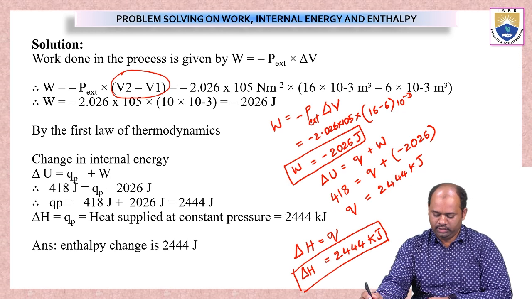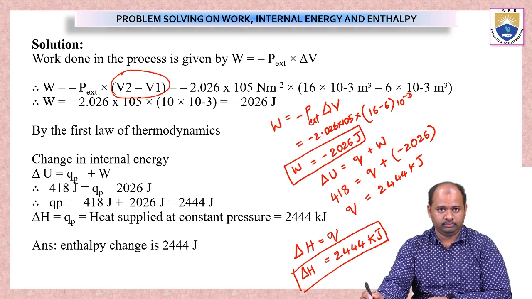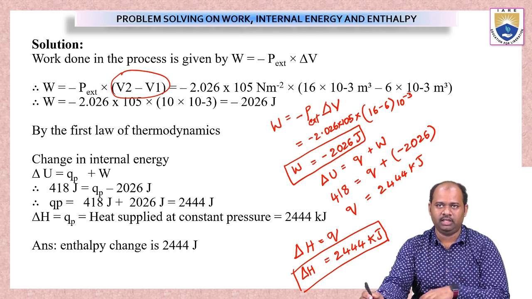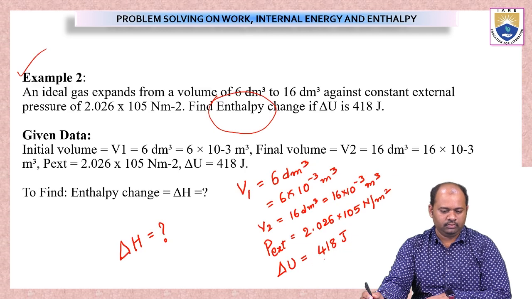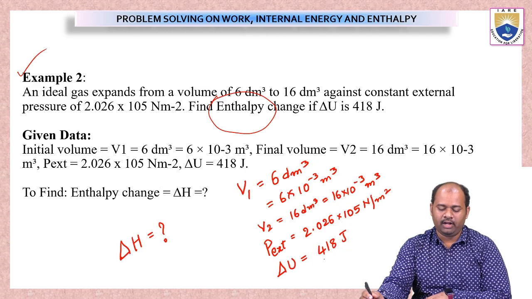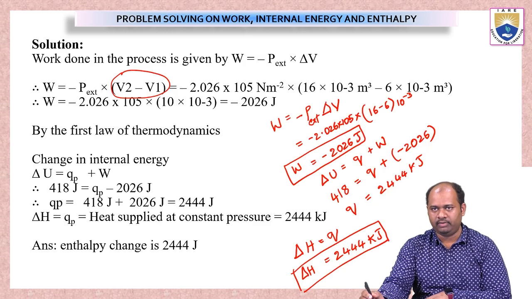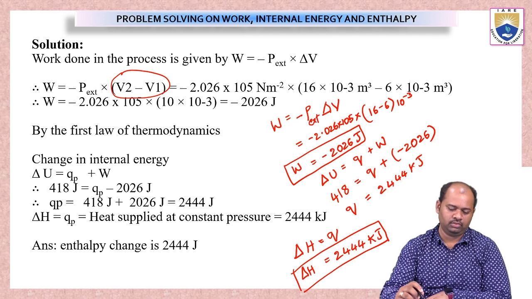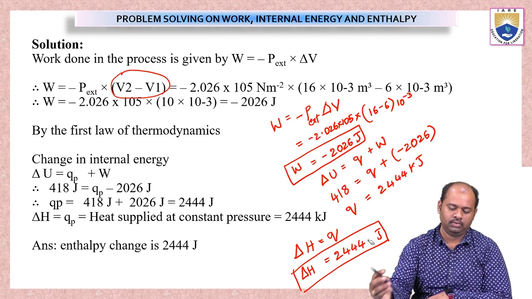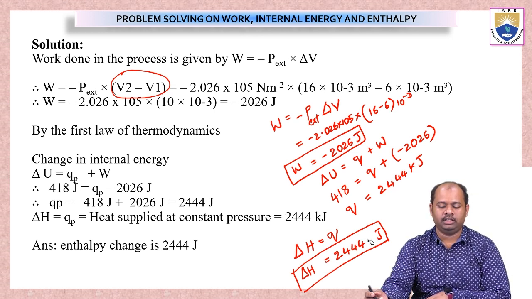Okay. So in this question we have calculated the delta H, before which we have calculated work for substituting this in the equation. So in this question we have to calculate only delta H. We have done that. So delta H value is equal to 2444 joules. So sorry, this is joules.